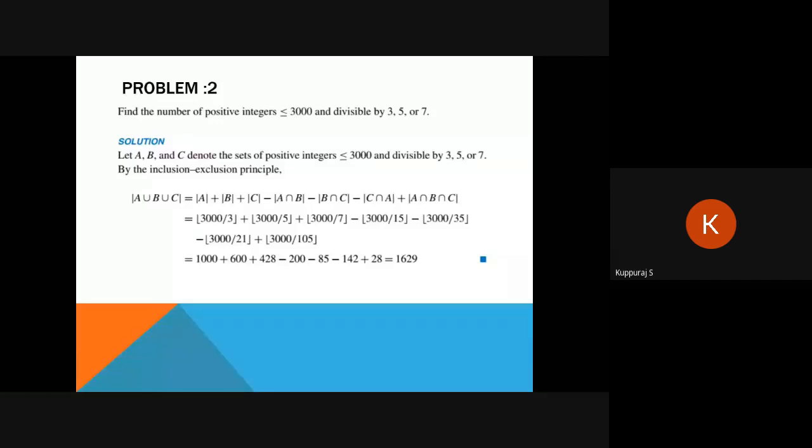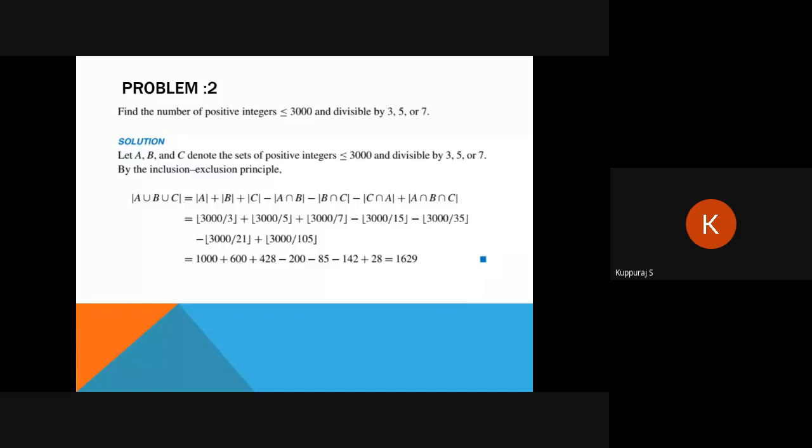My set A means the set of all positive integers less than or equal to 3000 and divisible by 3. What is the set B? The set of all positive integers less than or equal to 3000 and divisible by 5. What is C? The set of all positive integers less than or equal to 3000 and divisible by 7. These are the sets A, B, C. Then I have to apply the formula.